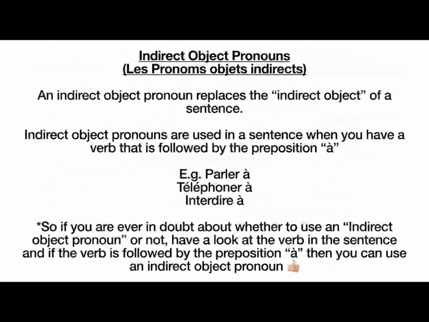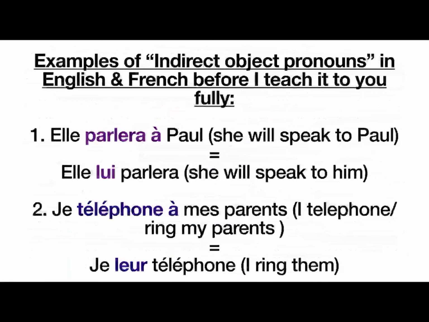If the verb is followed by the preposition à (grave), then you can use an indirect object pronoun. Okay? So the more examples we look at, the easier this will become. Here are examples of indirect object pronouns in English and in French before I teach it to you fully.